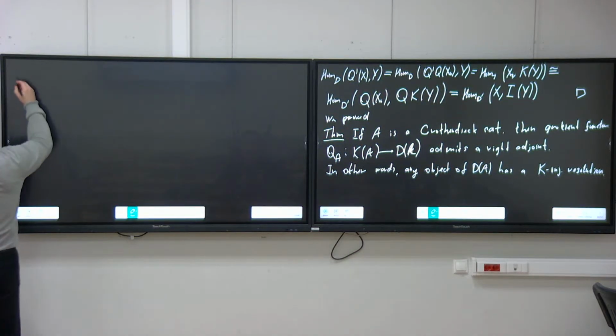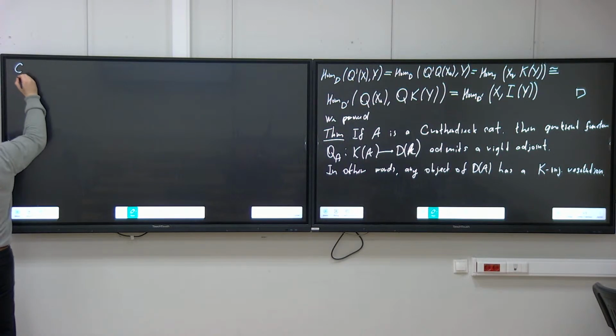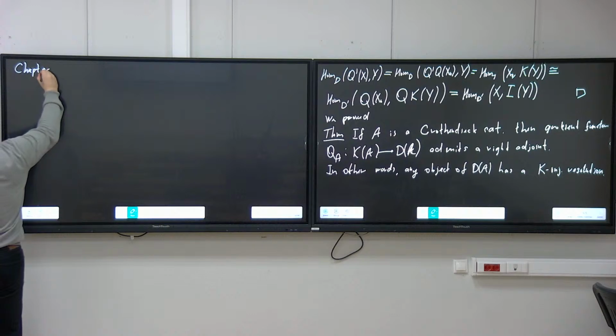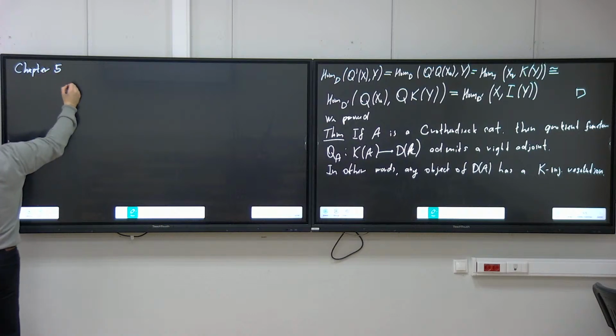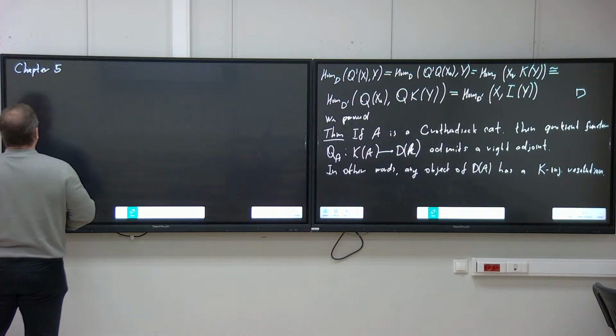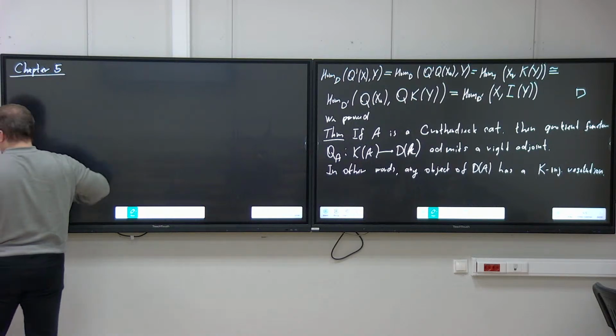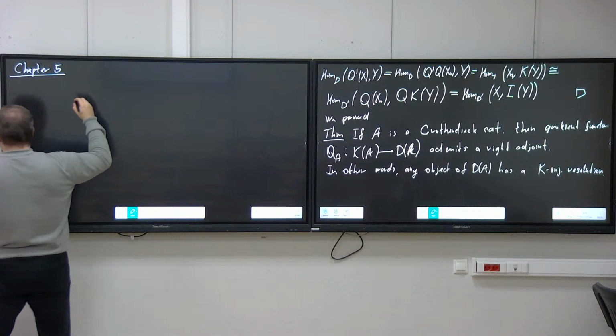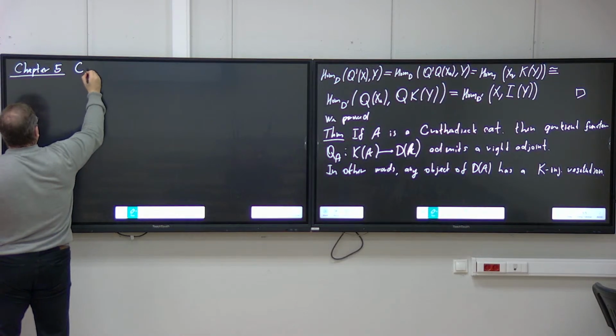Okay, so I want to start a new chapter. This is chapter 5. This will be the last chapter about homological algebra in this course, and it is a relatively short chapter. Probably I'm going to finish this next week. So this is compactly generated triangulated categories.